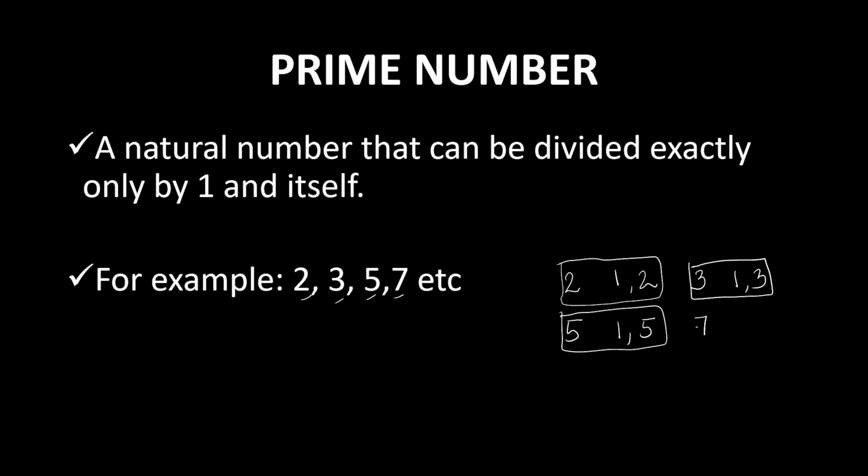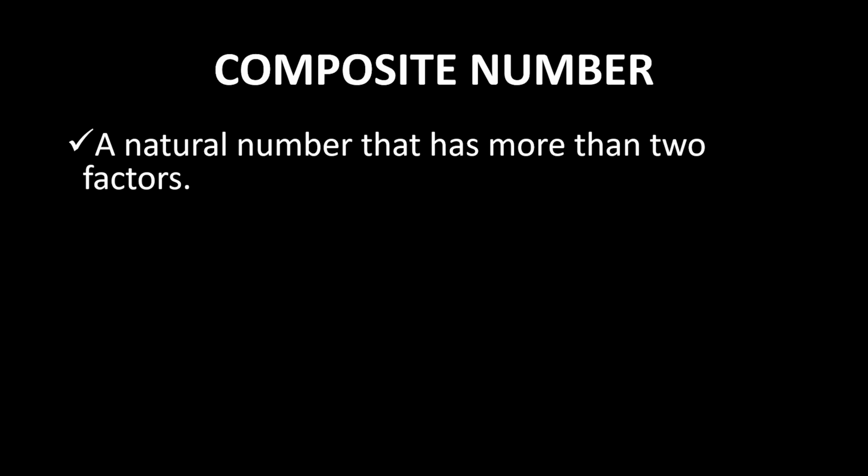Similarly, 7 has only 2 factors, that is 1 and 7 itself. So if a natural number can be divided exactly only by 1 and itself, we will call such a number a prime number. Now, what are composite numbers then? A natural number that has more than 2 factors will be called a composite number.